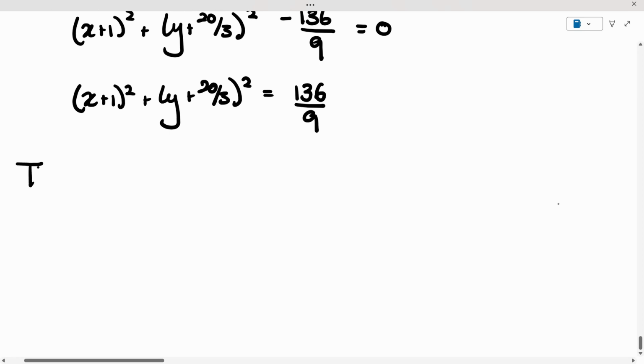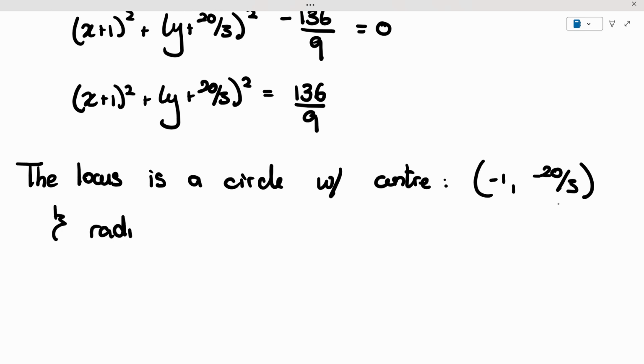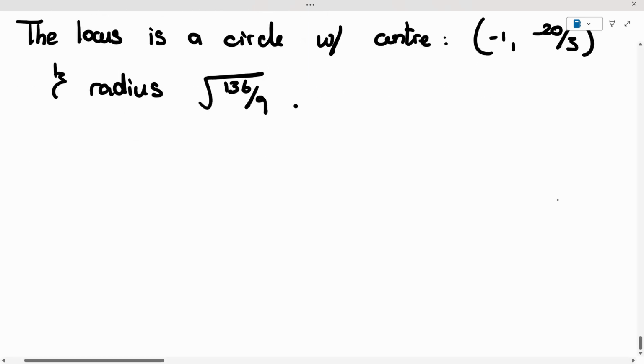So the locus is a circle with center minus 1, minus 20 on 3 and radius square root of 136 over 9 as the locus of the circle.